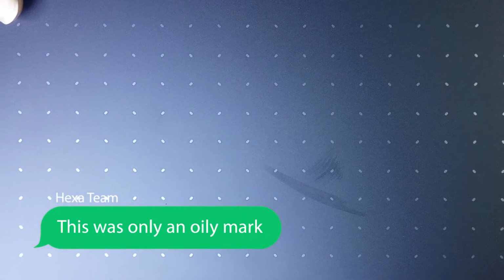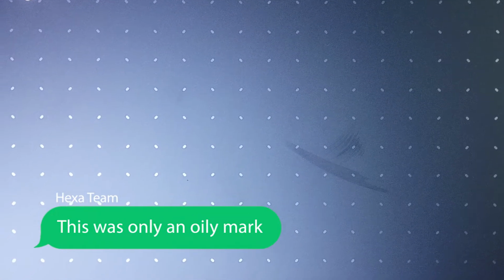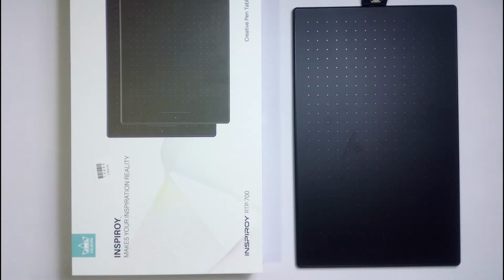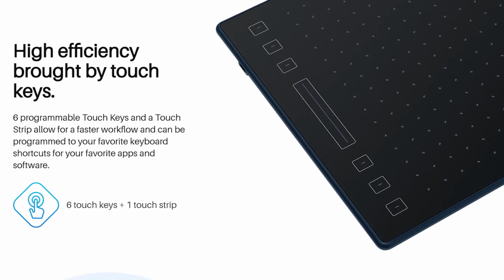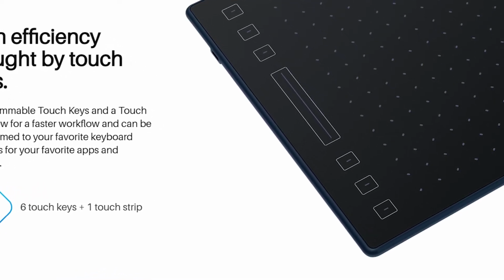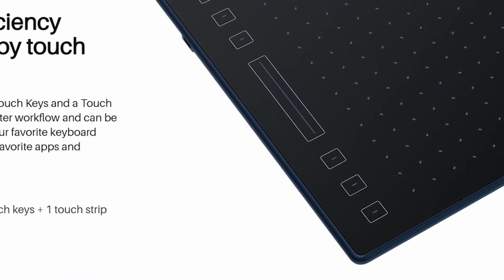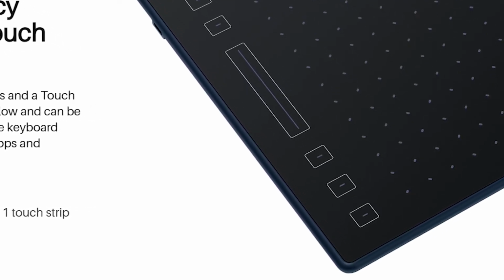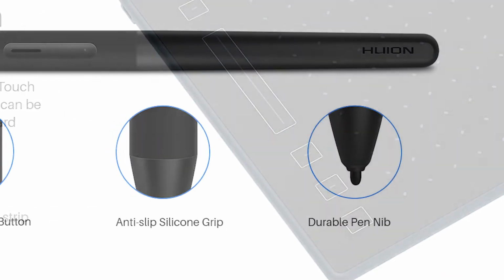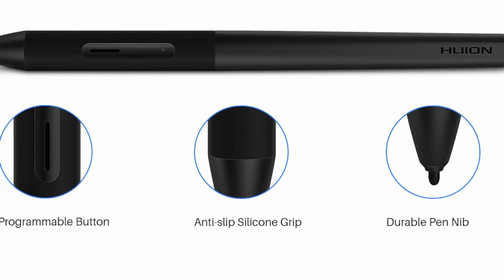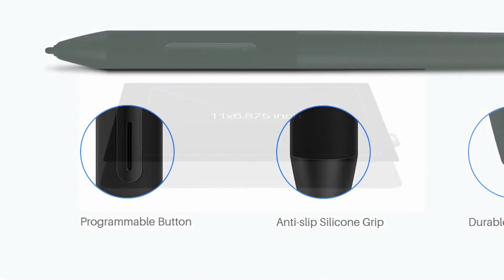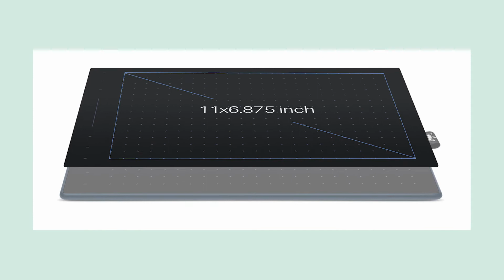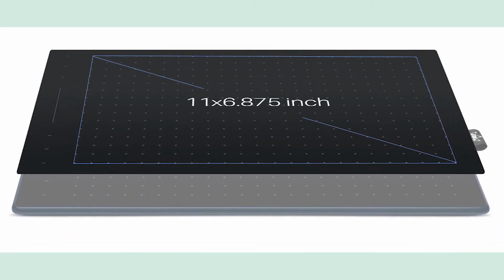The weight of this tablet is around 637 grams. And it's very light, so you can even use it on your hand and draw. The touch strip and the touch keys are really amazing. When you zoom in and out, you can use this touch strip. Also, the touch keys are very handy. You have 6 touch keys altogether. Please check the description for the other specifications.